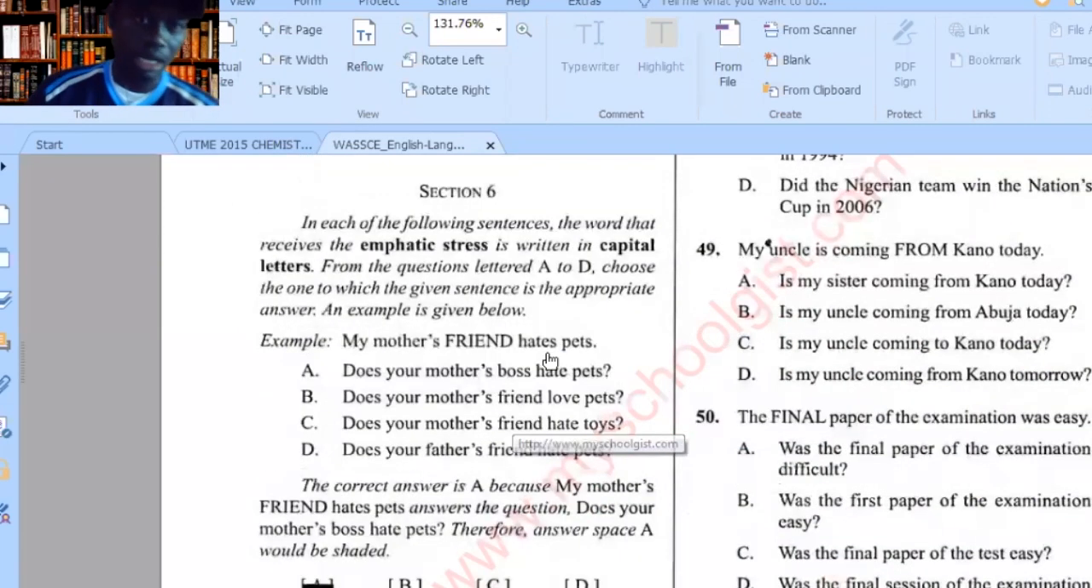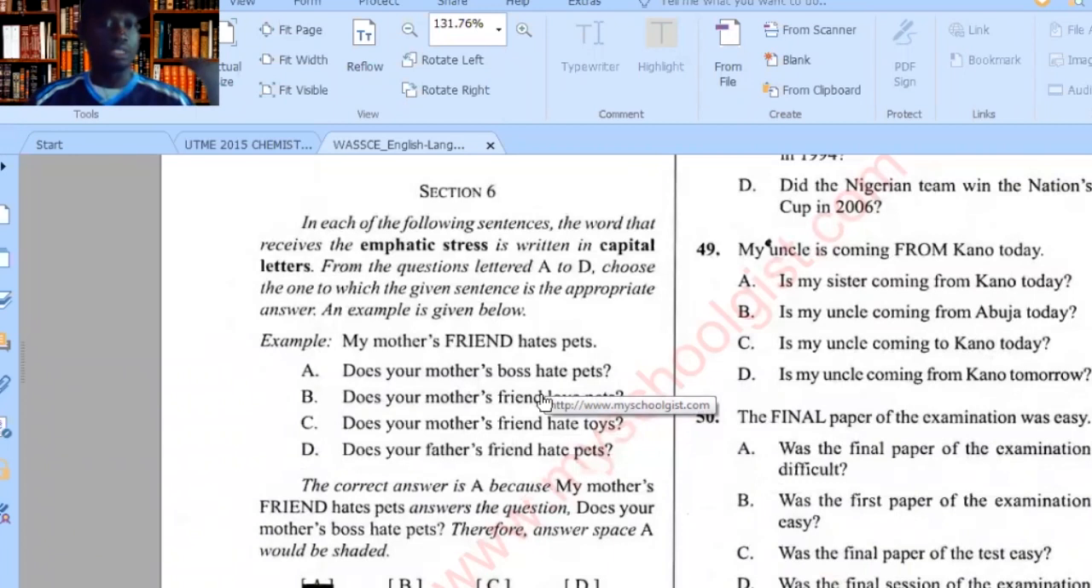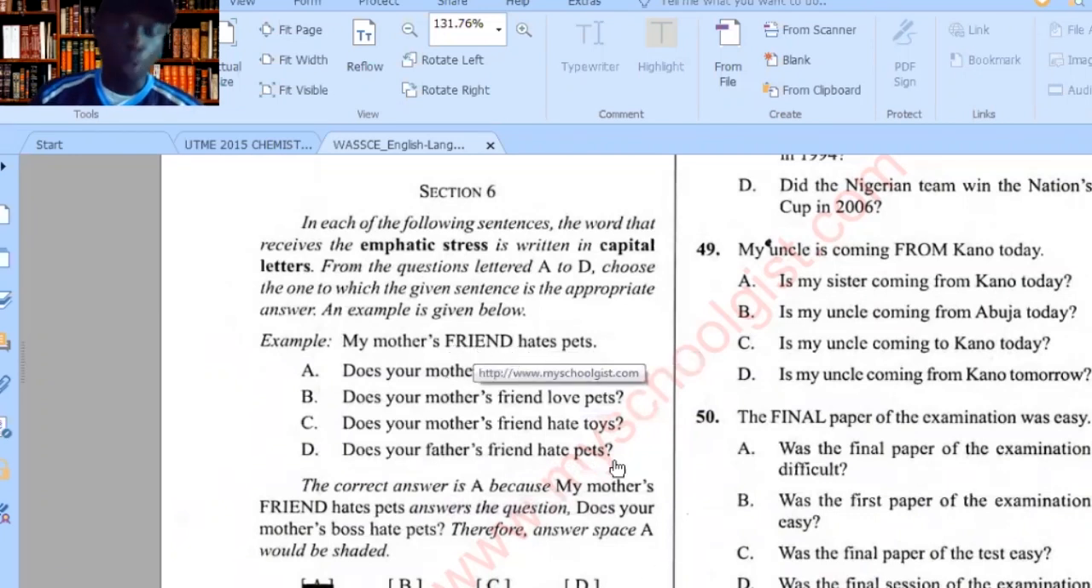Section 6. Now, this is the easiest part of the test of orals. This is emphatic stress. They'll give you a question and then stress a particular word. What you have to do is look through the options and find out which one does not contain the stressed word. For example, my mother's friend hates pets. The stressed word here is friend. So you look through the options: boss, friend, friend, friend. Option A does not contain friend, so that obviously is your answer.